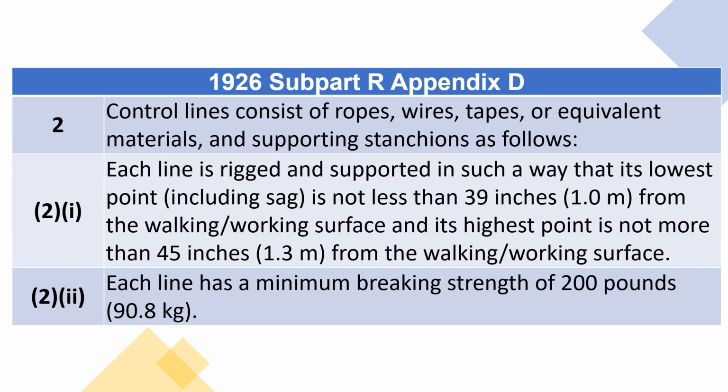2. Control lines consist of ropes, wires, tapes, or equivalent materials, and supporting stanchions as follows. 2-1. Each line is rigged and supported in such a way that its lowest point, including sag, is not less than 39 inches, 1 meter from the walking/working surface, and its highest point is not more than 45 inches, 1.3 meters from the walking/working surface. 2-2. Each line has a minimum breaking strength of 200 pounds, 90.8 kilograms.